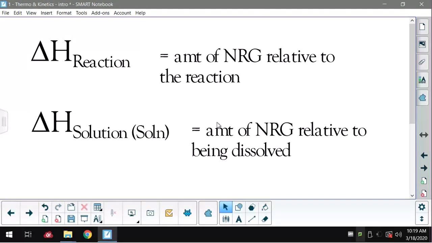These are the two terms that are found on table I: delta H of the reaction and delta H of the solution. Delta H of the reaction is just how much energy is given off by a reaction, whereas delta H of solution is how much energy is either given off or absorbed by something dissolving in water. So the top one is an actual chemical reaction, a chemical change. The bottom one is a physical change.